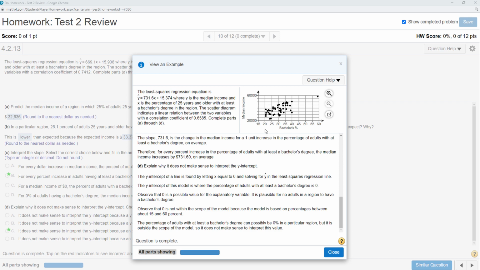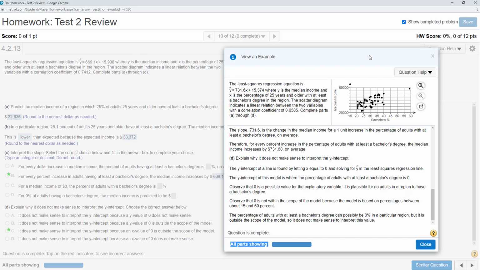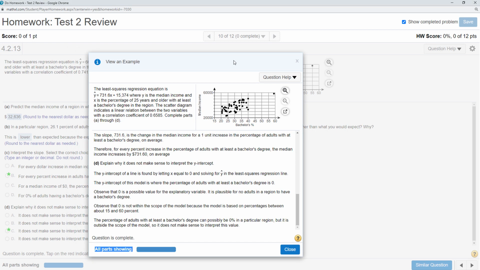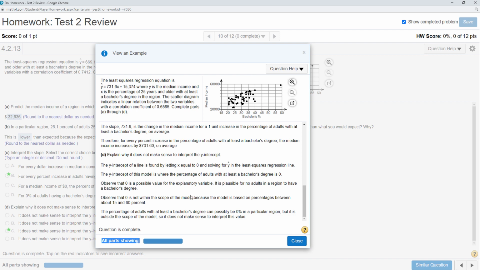If you look at the data here on the x-axis, the data's going between 15 and 60. So zero is not within the scope of the model. It's outside of the scope of the model. So it doesn't make sense to interpret this value.